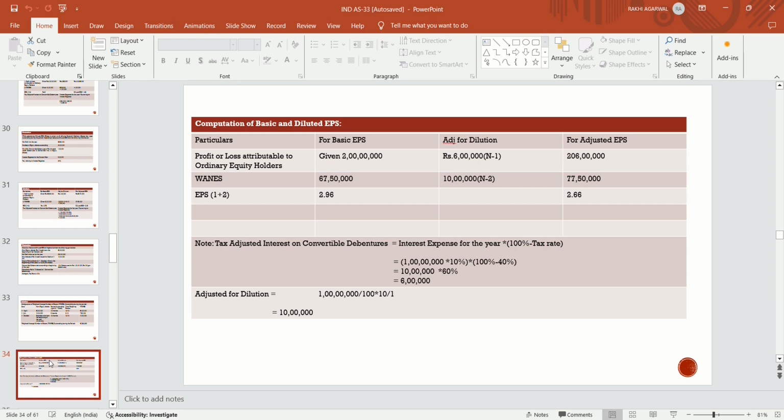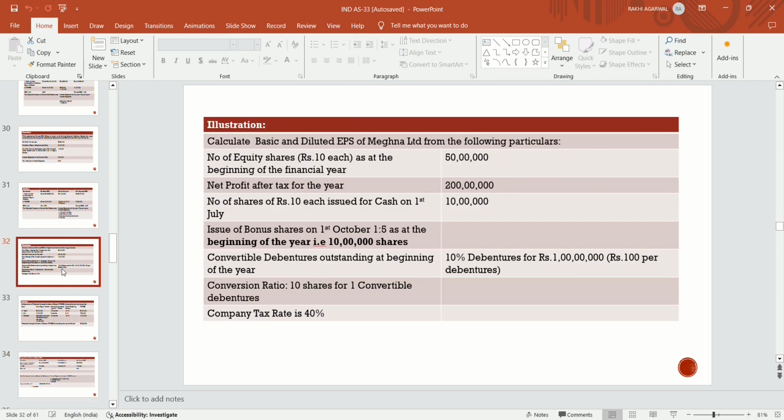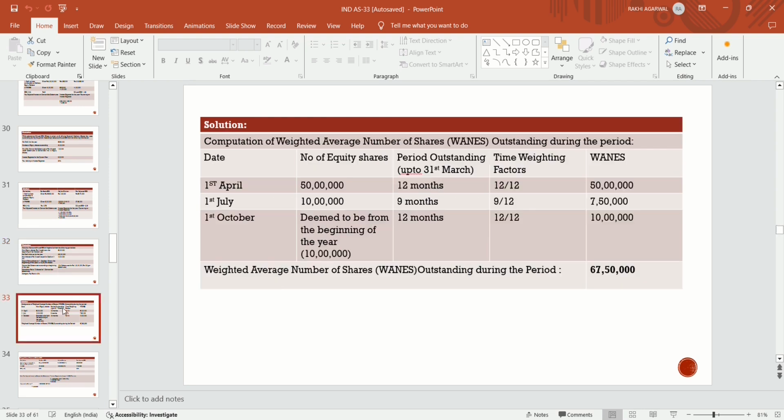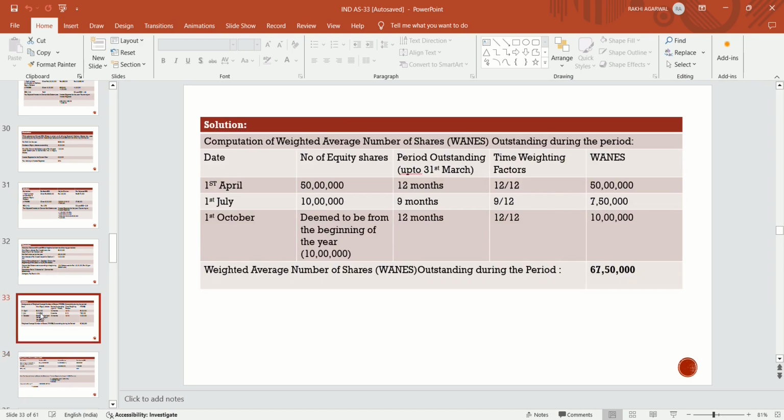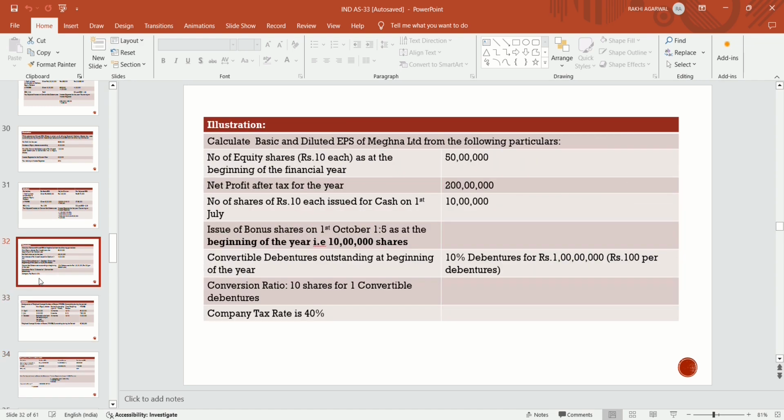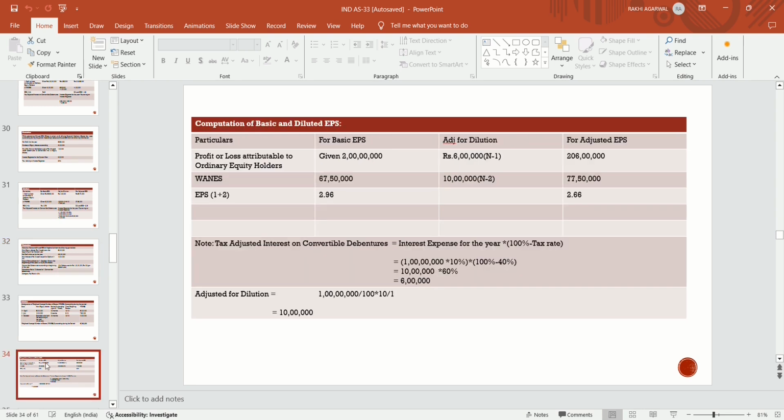Now we have to give the dilution effect on that, that is, the adjustment for dilution for calculating the diluted EPS. The convertible debenture outstanding at the beginning of the year is a 10% debenture for rupees 1 crore. So the number of debentures is 1 crore divided by 100. The conversion ratio is 10 shares for every 1 convertible debenture, so 1 into 10 becomes 10 lakh shares.